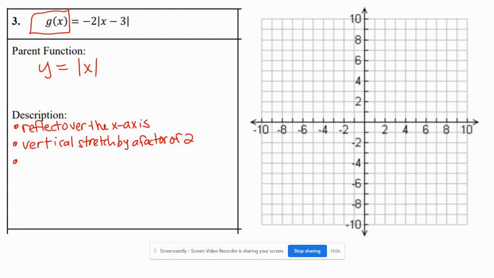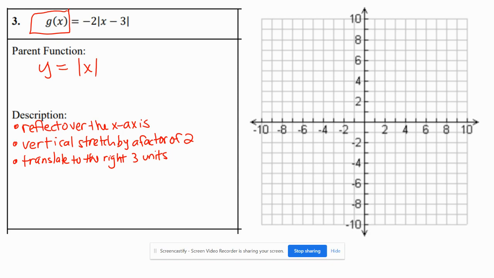Okay. Then we look at h. H is -3, which means we're going to translate to the right 3 units. And then because k is not present, you can assume k is 0, so that means there will be no up or down movement. Okay.